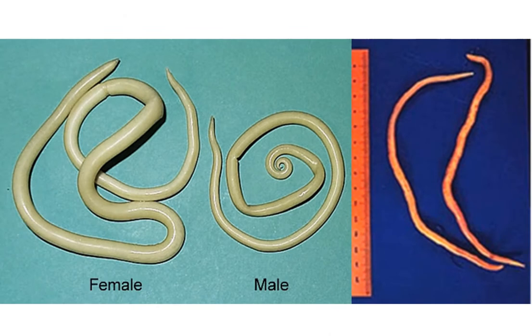These are the male and female Ascaris lumbricoides worms. Look at the posterior end, the curved posterior end in the male, and the thickness of the female.